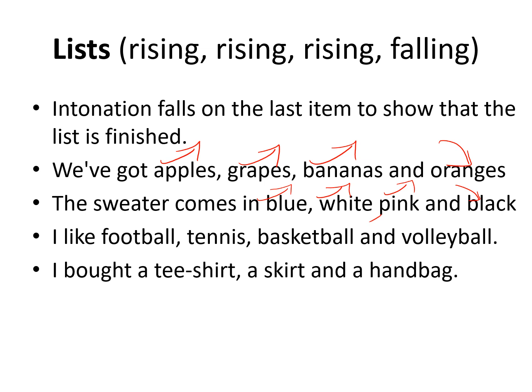I like football, tennis, basketball and volleyball. I bought a t-shirt, a skirt and a handbag. So here the number of items in the list changes. In each list there are 3 or 4 or 5, but only one rule. Only the last word, the last option, will take falling intonation, whereas the rest of the options will take only rising intonation.